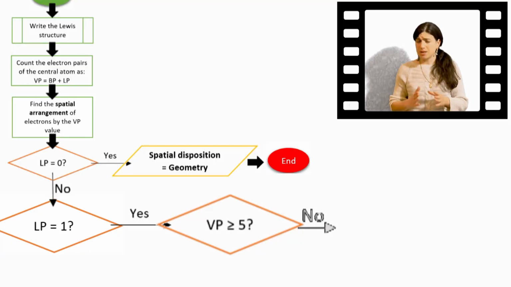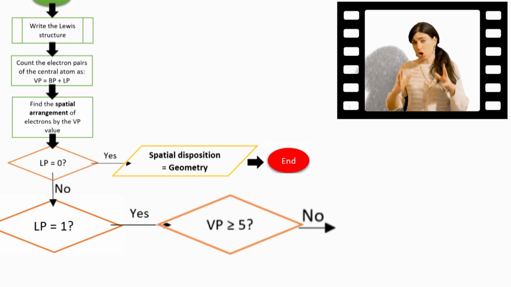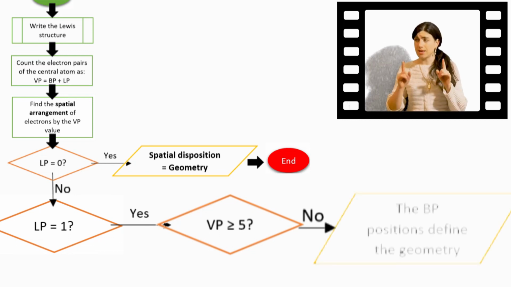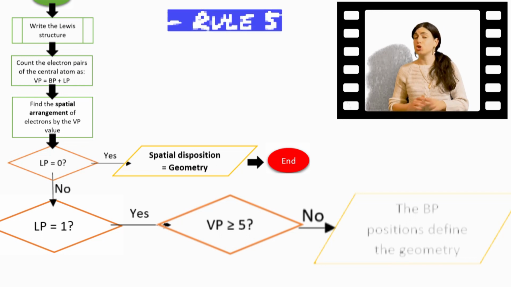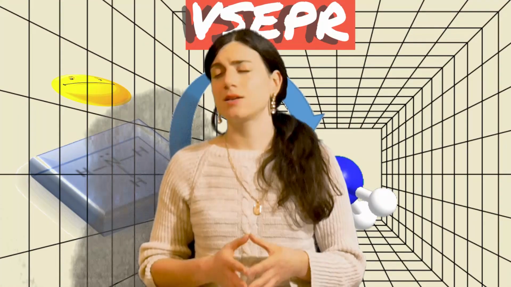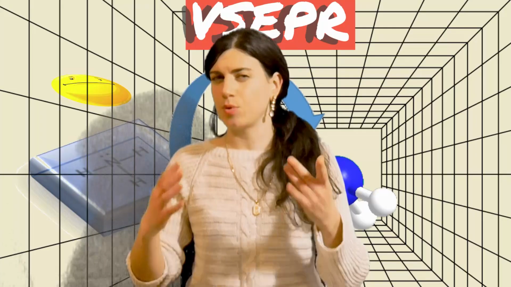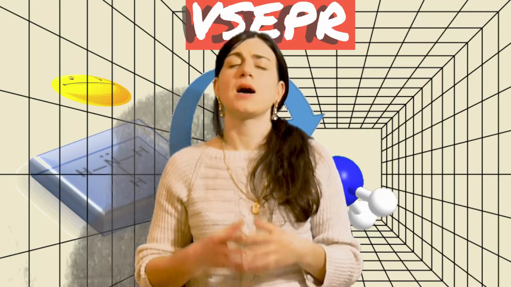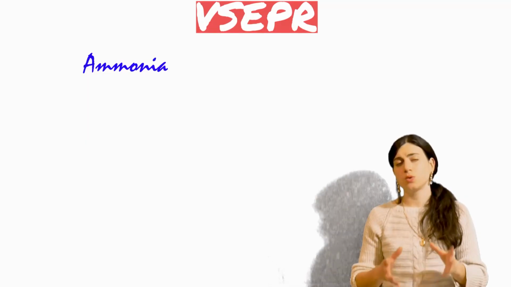So let's see VP. If VP is not greater or equal to 5, this means that VP is less than 5, then the geometry will be given by the electron arrangement without considering the position of the lone pair. So just erase the lone pair and you will have your molecular geometry. Let's do an example. Let's take the most famous example for this situation. Let's take ammonia. Let's write the Lewis structure.